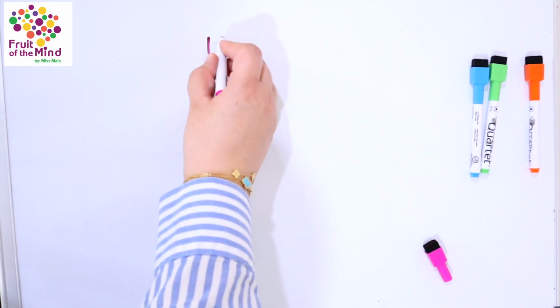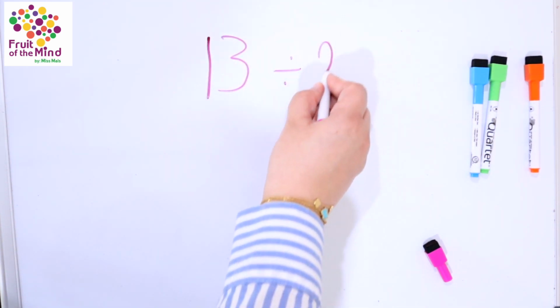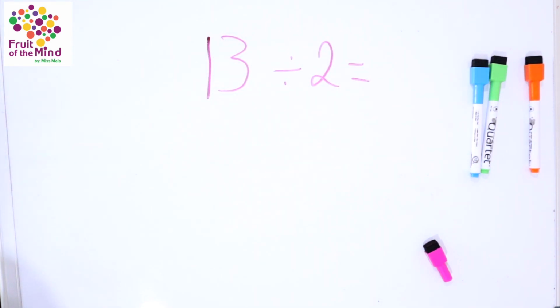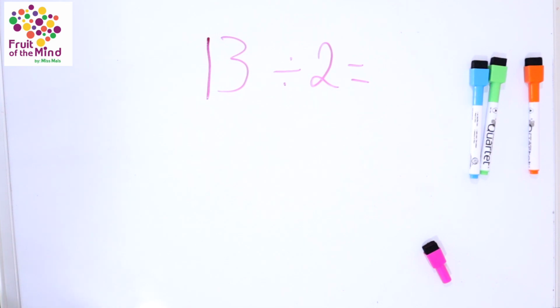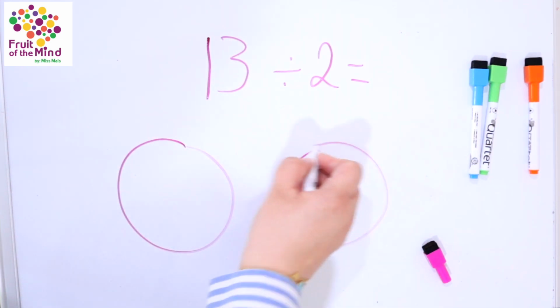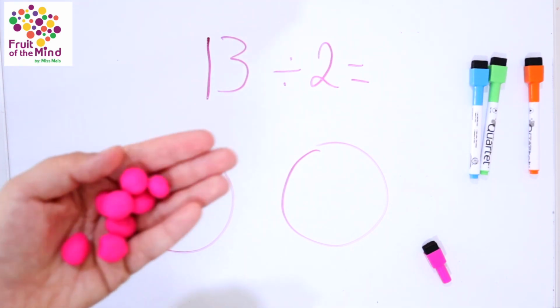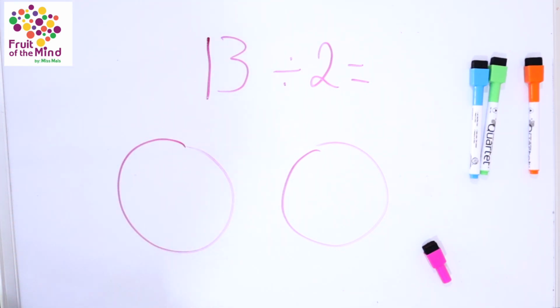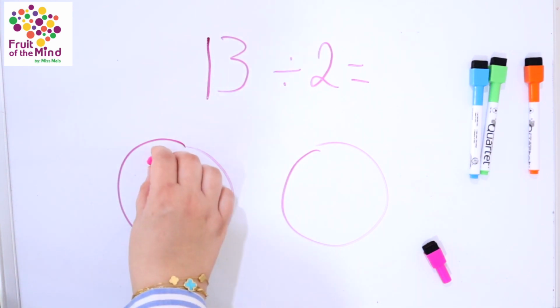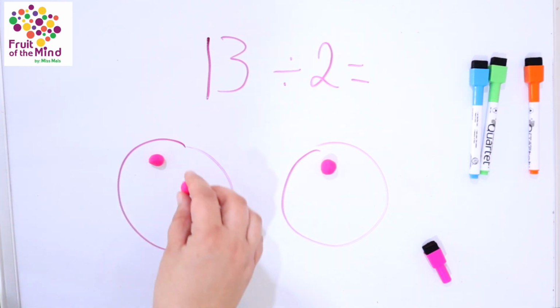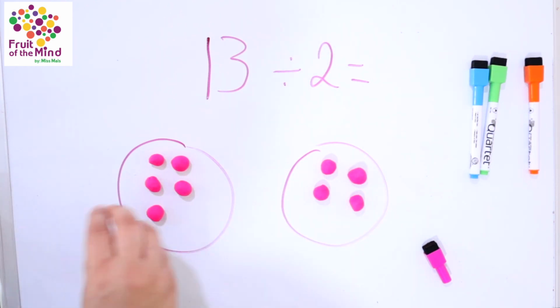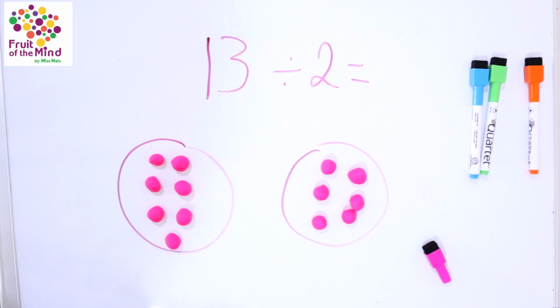So my problem is 13 divided by 2 equals. So the question here, how many times does 2 go equally in two groups? So I'm going to draw 2 groups. In this case, I'm going to use the Play-Doh to show equal groups. I'm going to put 1 dot in each group. 1, 2. I still have more, so I'm going to put more. 3, 4, 5, 6, 7, 8, 9, 10, 11, 12, and 13.